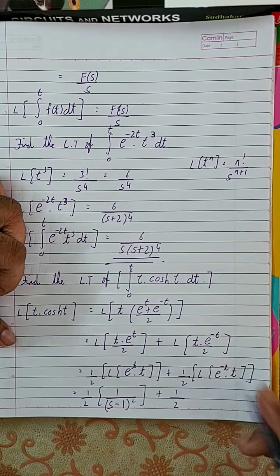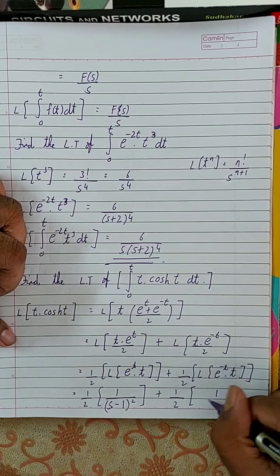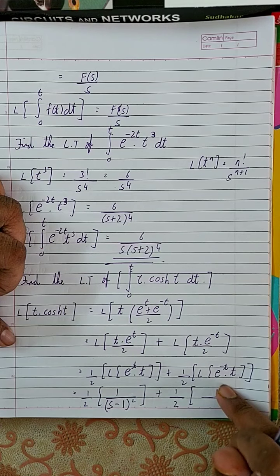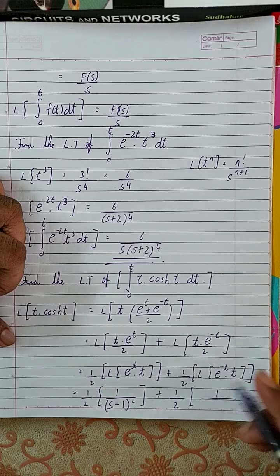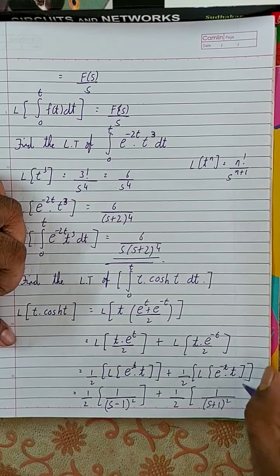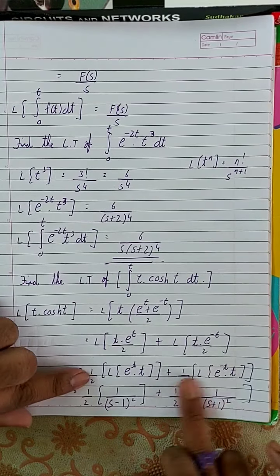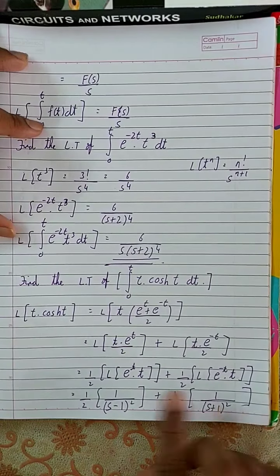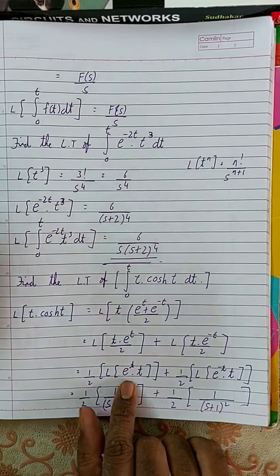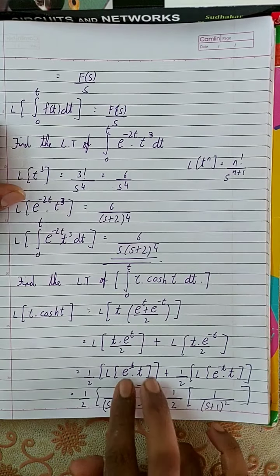Plus 1 by 2 into, what about this? The Laplace transform of t is 1 by s square, so therefore the Laplace transform of e raised to minus t into t is nothing but 1 by (s plus 1) the whole square. There you go. See, easily I found the Laplace transform of this function. Which theorem properties did I use? I know that the Laplace transform of t is 1 by s square. I used that property. The other property is the frequency shifting property. I combined these two properties and I found the two values.